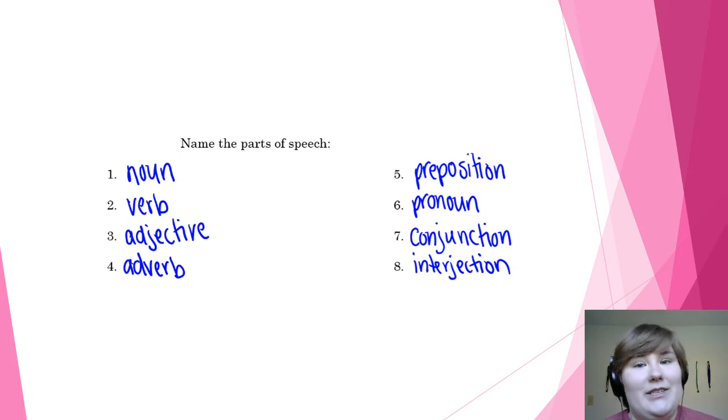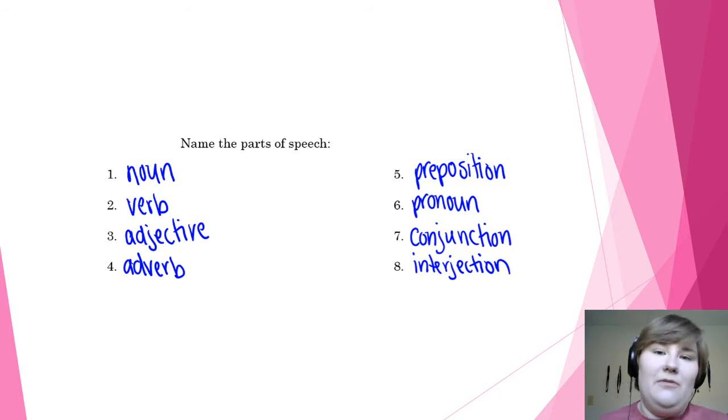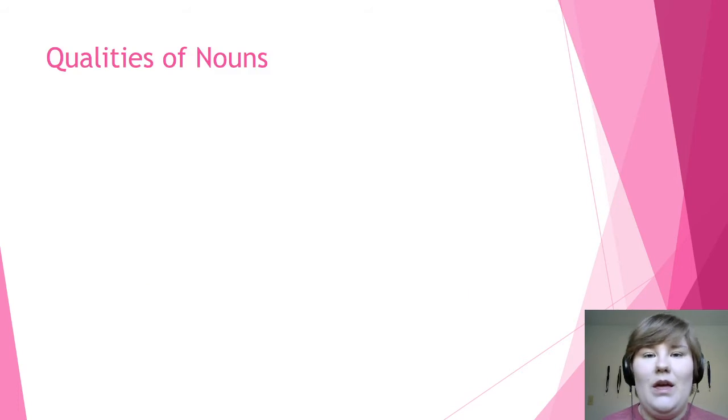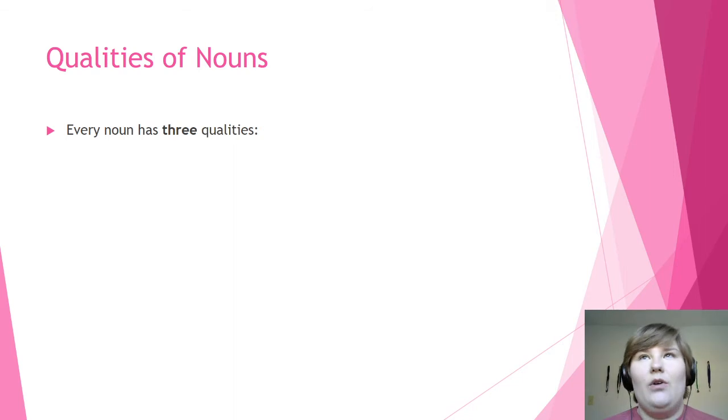Our parts of speech, excuse my poor handwriting, are noun, verb, adjective, adverb, preposition, pronoun, conjunction, and interjection. A lot of these things will just be introduced naturally when we get to them, but this chapter we're going to focus more on nouns. Nouns have 3 qualities, okay? Qualities are these traits that nouns have in Latin, and every noun has these 3 traits in one way or another.